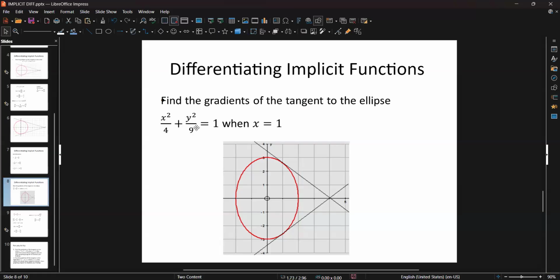All right. They want the gradients of the tangent to the ellipse, right? And this is the ellipse here. And they can go further, right? We can actually not just ask for the gradient, we can ask for the equation of the tangent. We can ask for the equation. It's more than one, right? The gradients of the tangents, I think it should be two. There should be an S here.